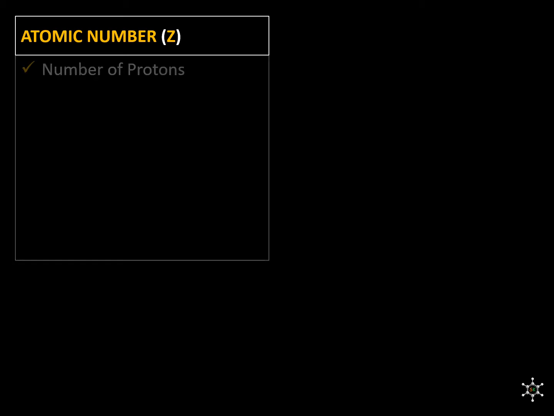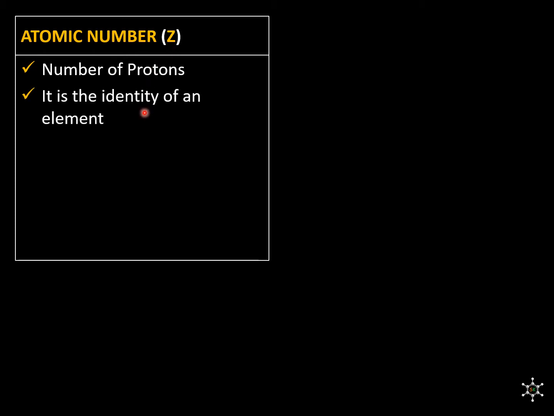Atomic number means the number of protons present in an atom. The letter to represent atomic number is Z. Atomic number is the identity of an element, meaning if we are recognizing something as carbon, it means there are 6 protons in it. If we are recognizing something as sodium, it means there are 11 protons in it.